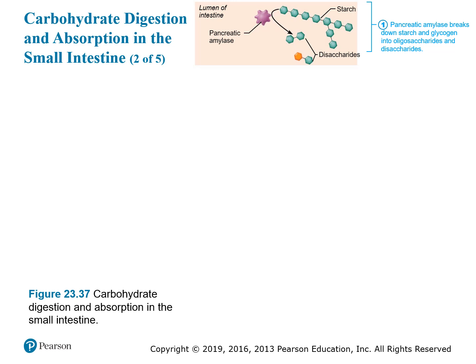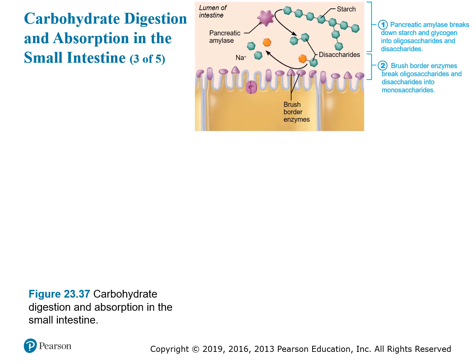Let's go over it step by step. So in the first step, this is the pancreatic amylase, and it is breaking down the starches into oligosaccharides and disaccharides, and then the brush border enzymes are going to act upon them and turn them into monosaccharides. So these monosaccharides are then at the brush border, and now they are monosaccharides.